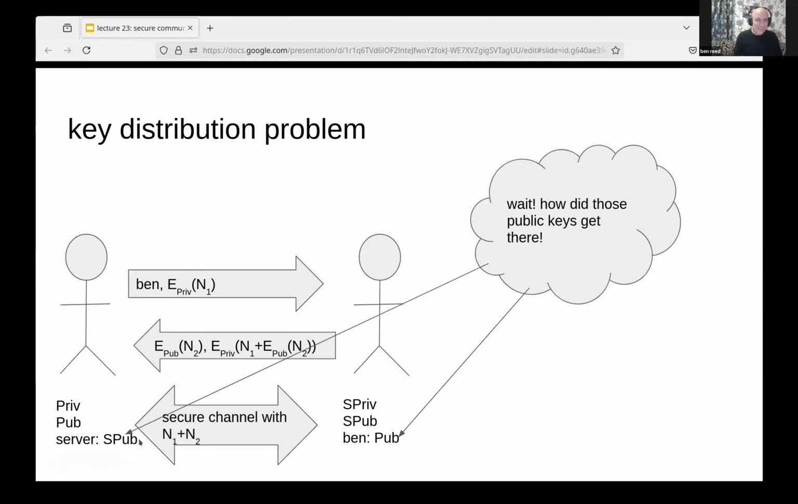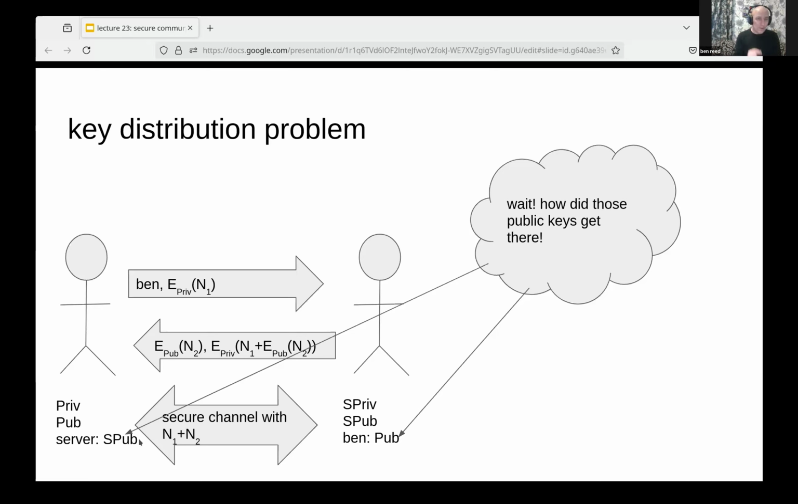So we still have a problem, right? And this is a big problem in distributed systems. It's called the key distribution problem. How do we distribute the public keys? Like, we want the public keys to be out there. We want to distribute them freely. It's not secret. So this is something we want to share. But how do we send them out?